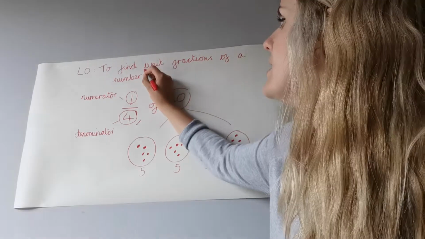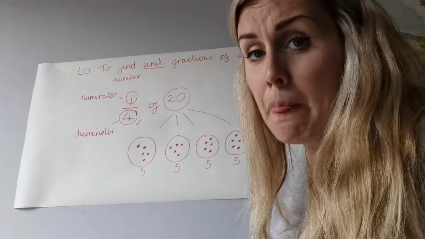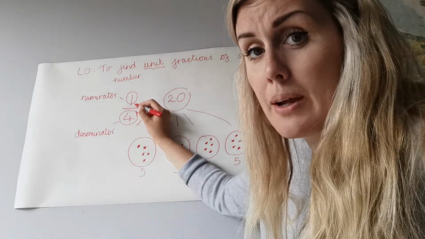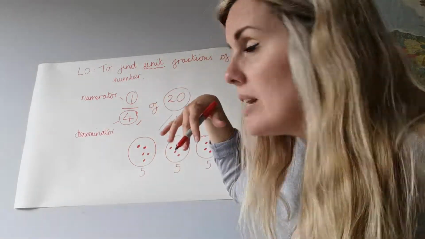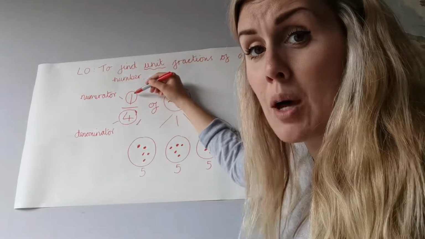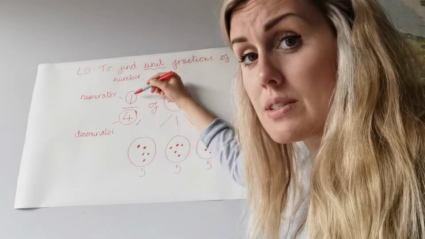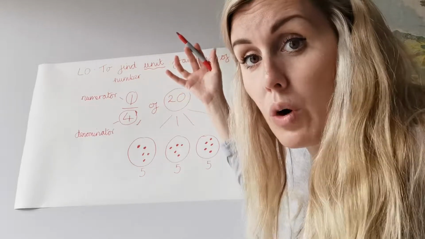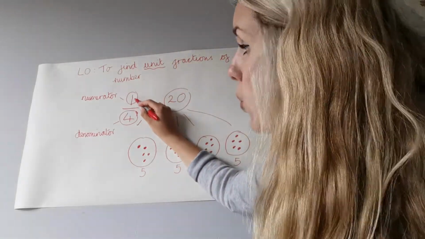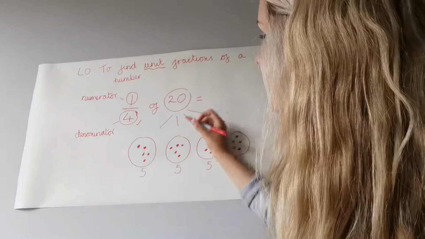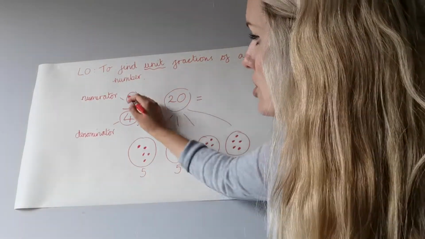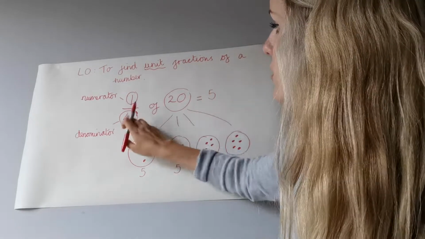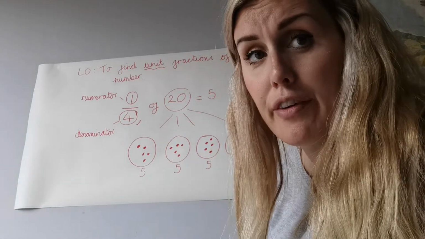Now, we are finding unit fractions today, and a unit fraction is when there is always a 1 as the numerator. Do you remember I said the numerator tells us how many groups we're going to count to find our answer? A unit fraction is really easy because you always just count 1 group. So to find 1/4 of 20, I've shared them out and you're just going to count 1 group. 1, 2, 3, 4, 5. So 1/4 of 20 is 5.